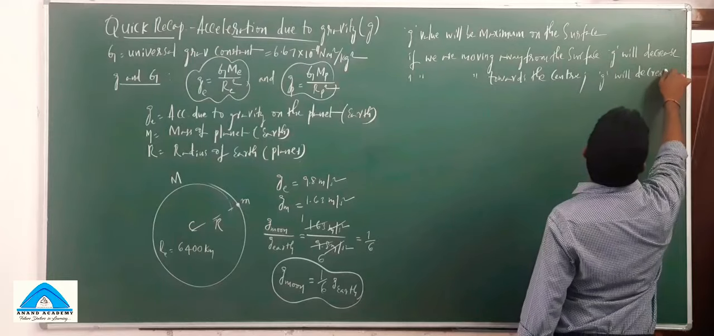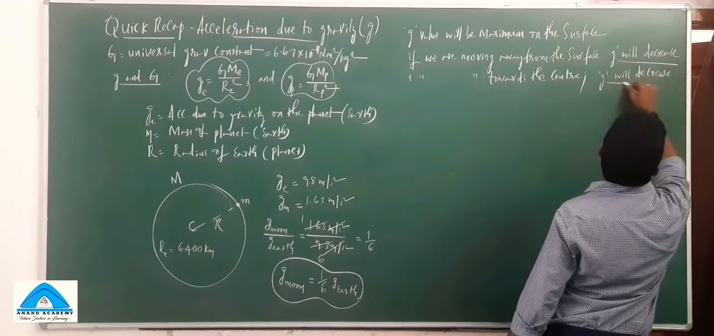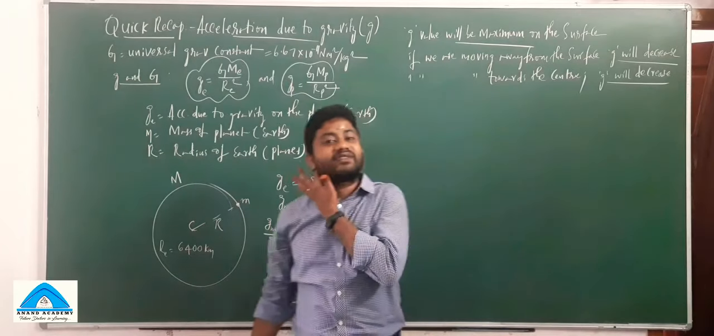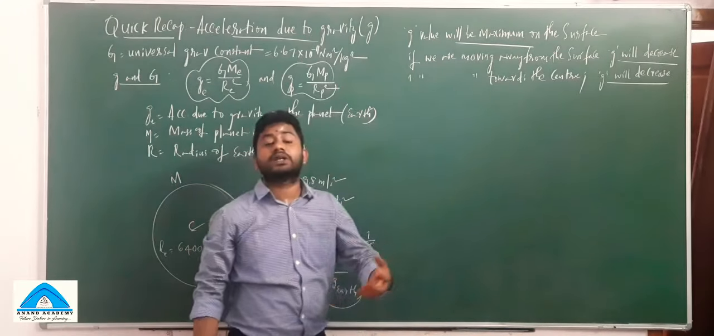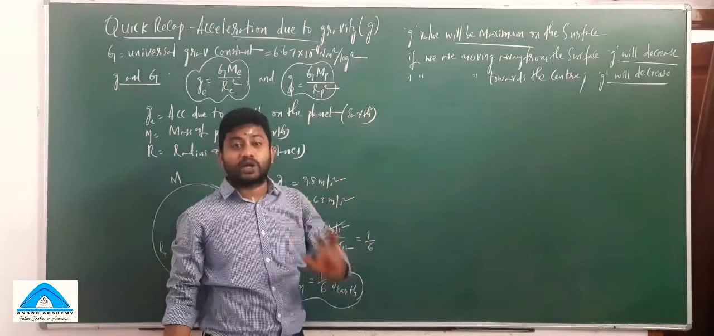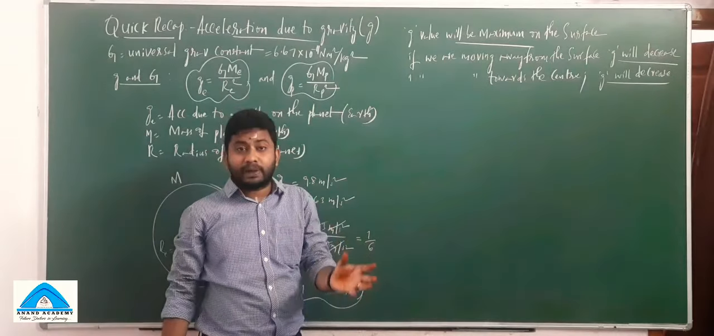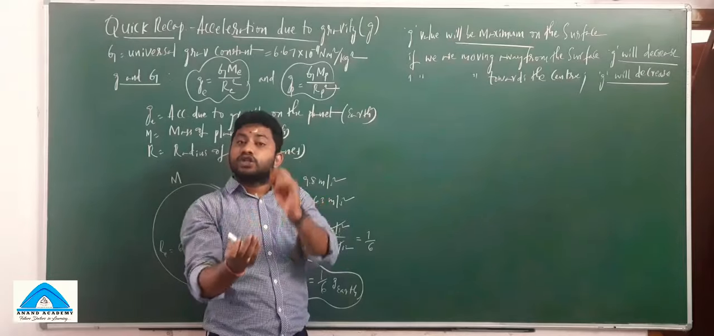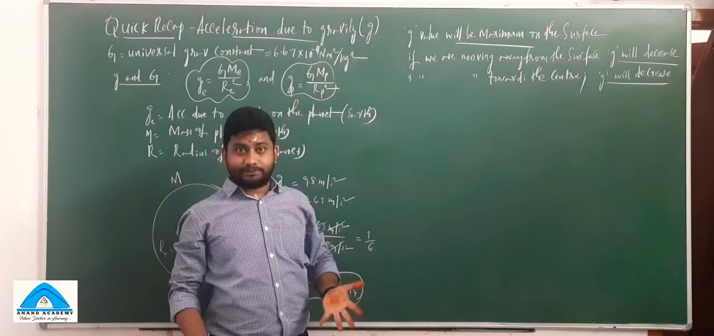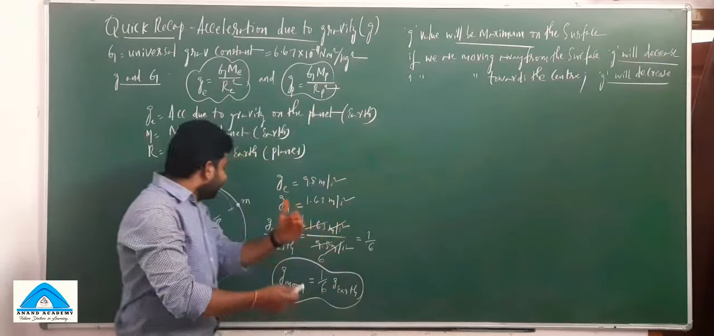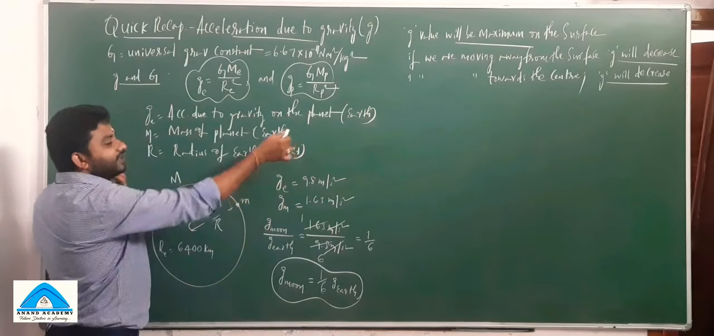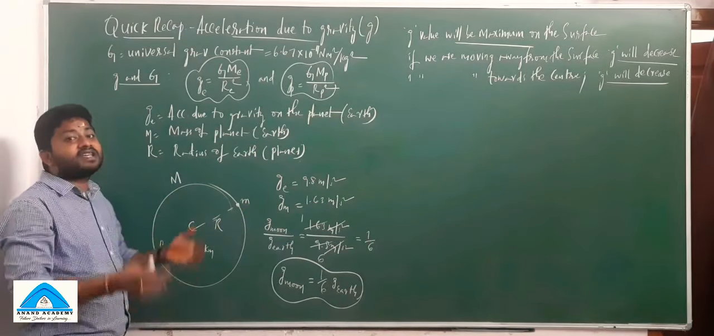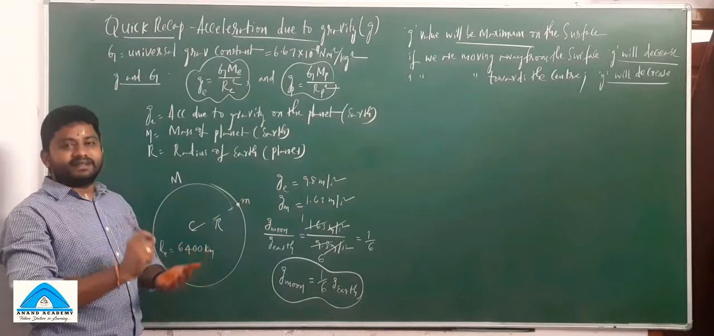Listen to me, very, very important statement I have given here. G value will always be maximum on the surface of the planet. That may be the Earth or Moon or any other planet you consider, right? Of course, Moon is not a planet, I am talking about anything, on any surface. So G value will be maximum. And when we are moving away from the planet surface, the G value will decrease. When we are moving towards the center from the surface, the G value will decrease.